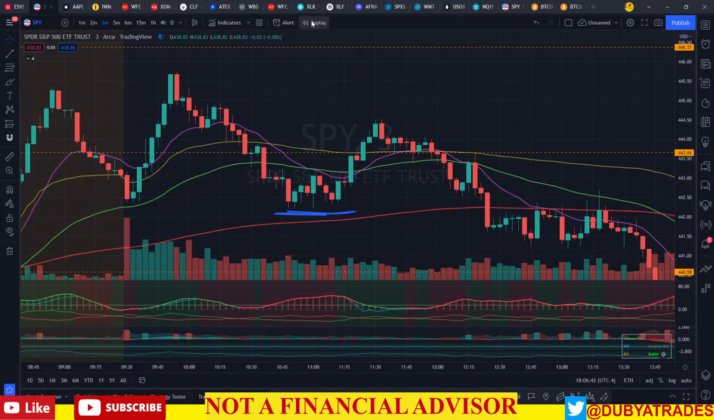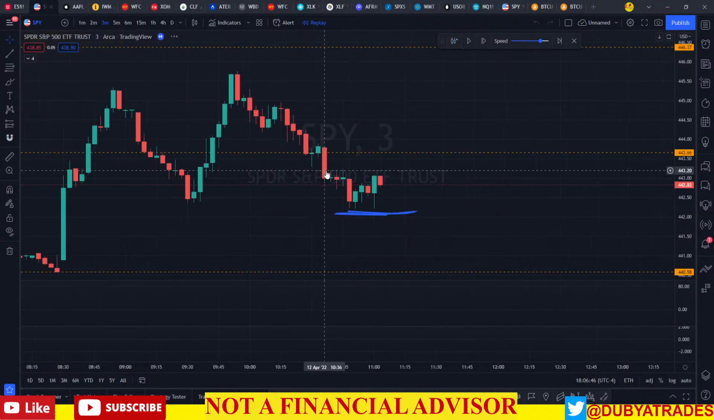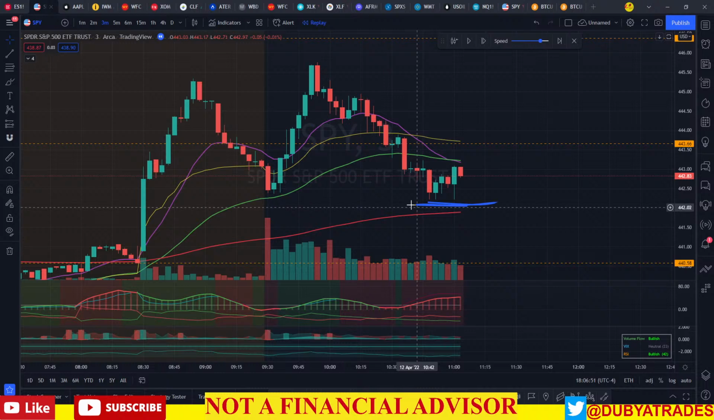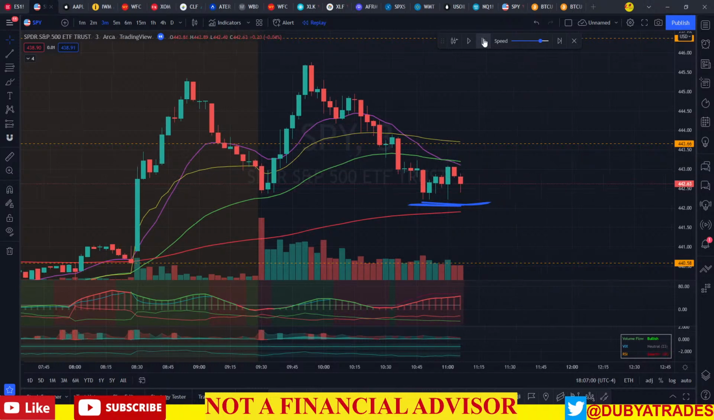So let me go to replay here and let me show you exactly what I'm talking about. So this is the way it would have set up. This is the way we would have seen it. It came down, it's popped back up, it gets rejected at the 50, and let's just take it from here.